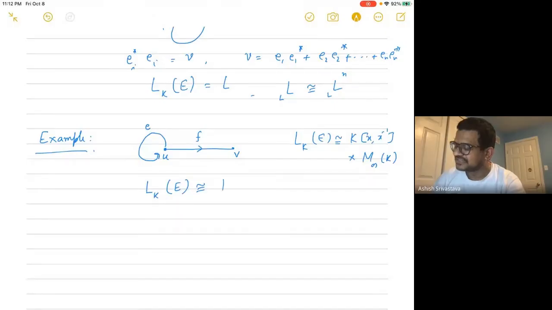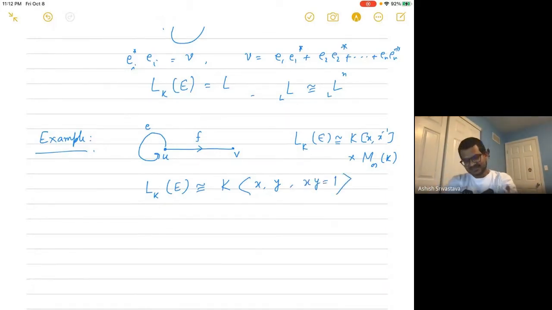This is generated by two variables x and y, such that xy equals 1. So this is a prototype example of a ring which is not directly finite, right? It is generated by x and y, where xy equals 1, but yx is not 1.